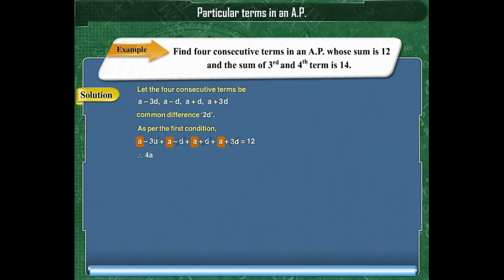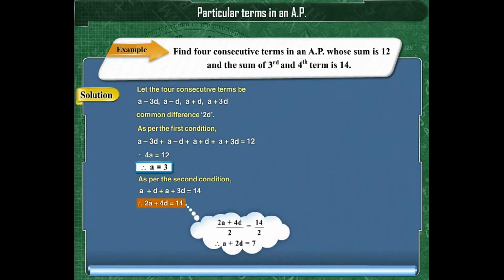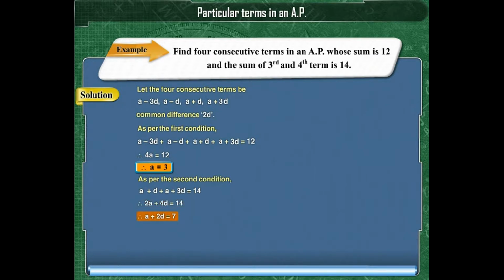That is, 4A is 12. Therefore, A is 3. The sum of the third and the fourth term is given as 14. Therefore, A plus D plus A plus 3D is 14. Therefore, 2A plus 4D is 14. Dividing throughout by 2, we get A plus 2D is 7. Substituting A is 3, we get 3 plus 2D is 7. On simplifying, we get D is 2.